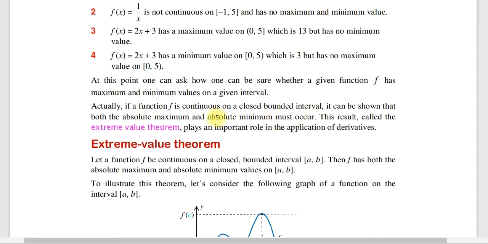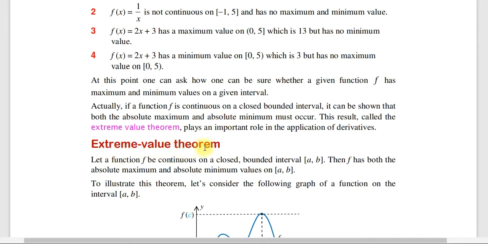Okay? So the function must be continuous, and the interval must be closed. If it is not closed, we cannot know the maximum and minimum values. This result is called the extreme value theorem. It plays an important role in the application of derivatives. So, to find the absolute maximum and absolute minimum, the function must first be continuous on the given interval, and that interval must be a closed interval. So we have seen the introduction of the extreme value theorem; now we go into detail.